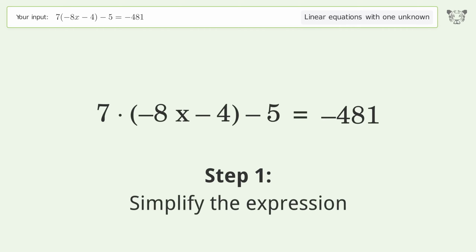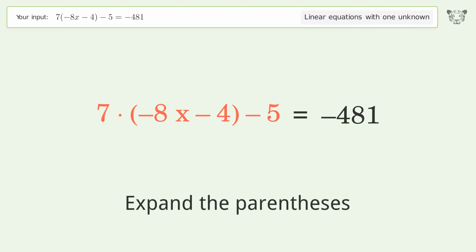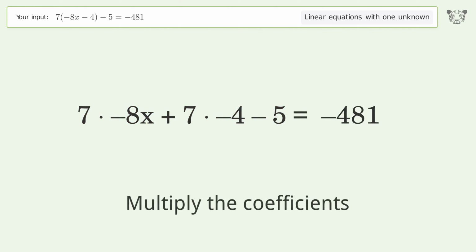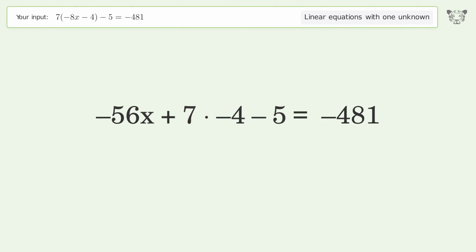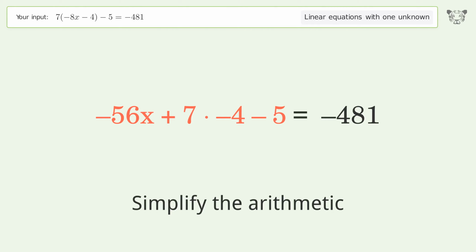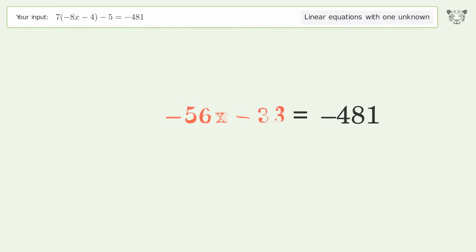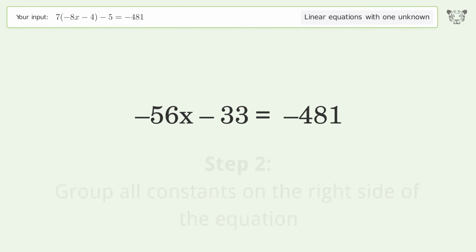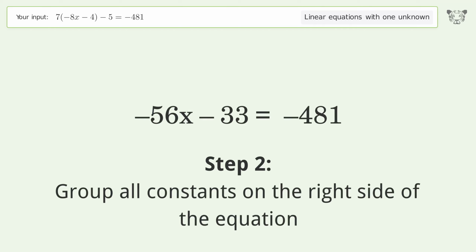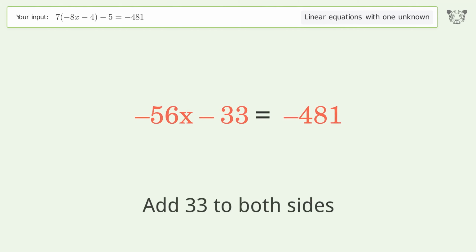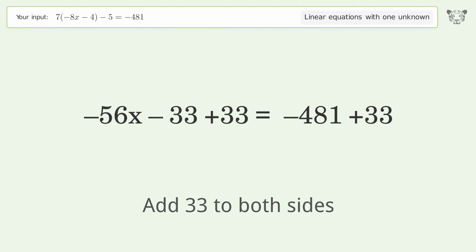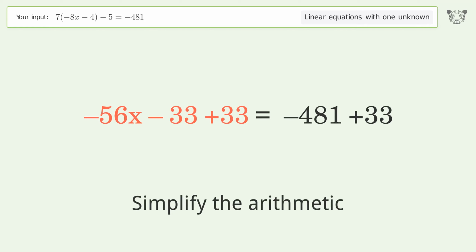Simplify the expression. Expand the parentheses. Multiply the coefficients. Simplify the arithmetic. Group all constants on the right side of the equation. Add 33 to both sides. Simplify the arithmetic.